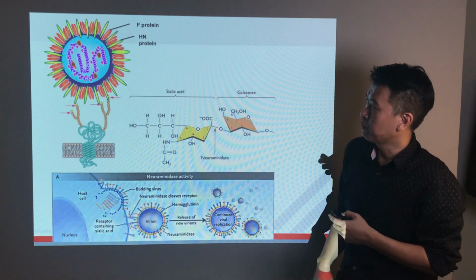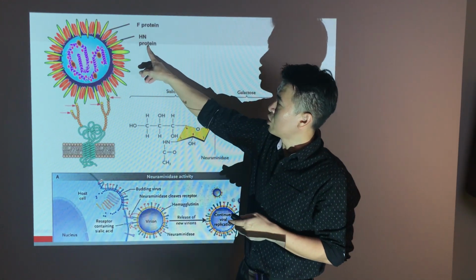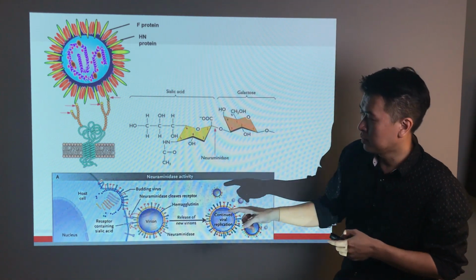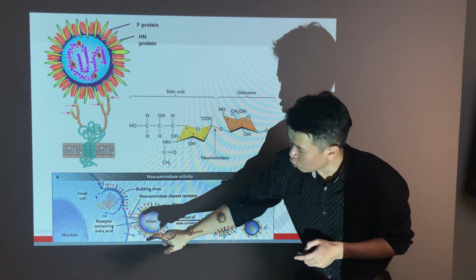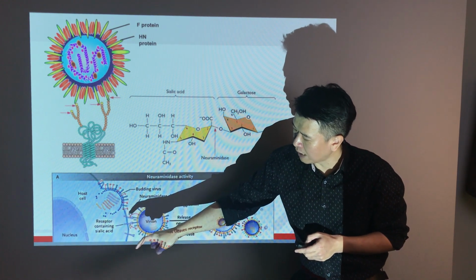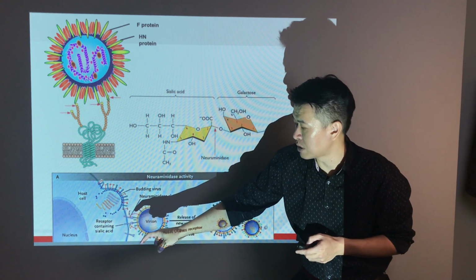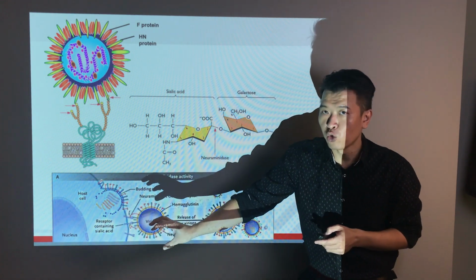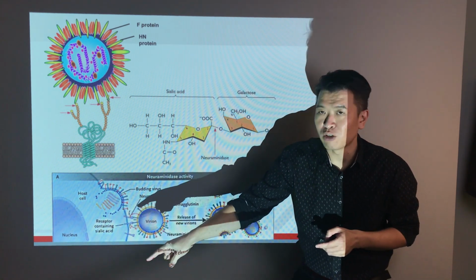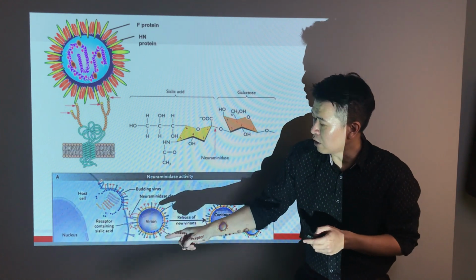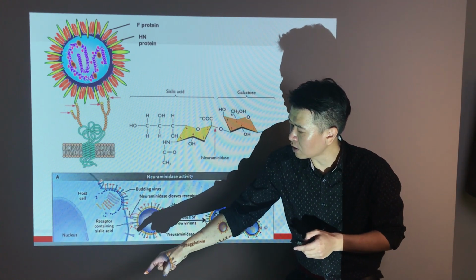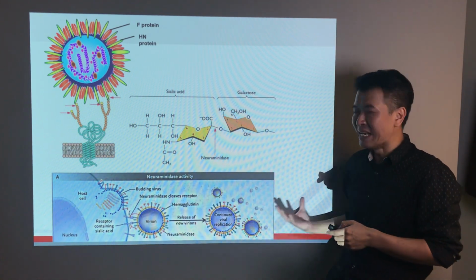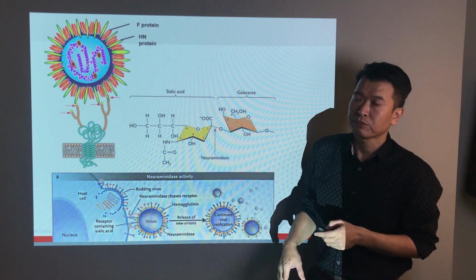Now, during this budding, remember we have HN, which is hemagglutinin neuraminidase. The neuraminidase is very important during the budding, whereby the neuraminidase is the one that now cleaves the sialic acid receptor on the cell's surface, because you do not want the virus during budding, the HN, to bind to the receptor again. So here the neuraminidase will start cleaving all the sialic acid receptors on the surface, which allows the virus to be released from the host cell.